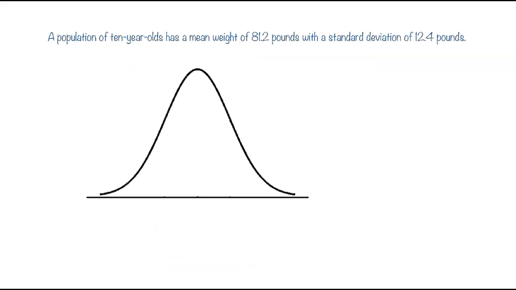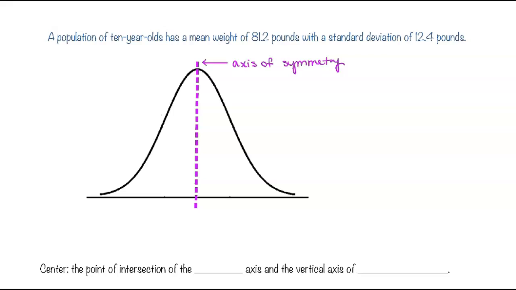One example of a normal distribution is this idea of a population of 10-year-olds with a mean weight of 81.2 pounds and a standard deviation of 12.4 pounds. One important characteristic for a normal curve is symmetry. We could fold this graph in half and the left side would land exactly on top of the right side, and vice versa. This line down the middle is called the axis of symmetry. And where it meets the data line is called the center. In other words, the center is the point of intersection of the data axis and the vertical axis of symmetry.